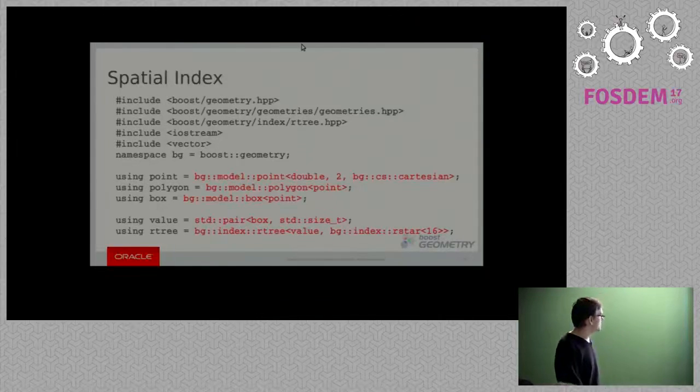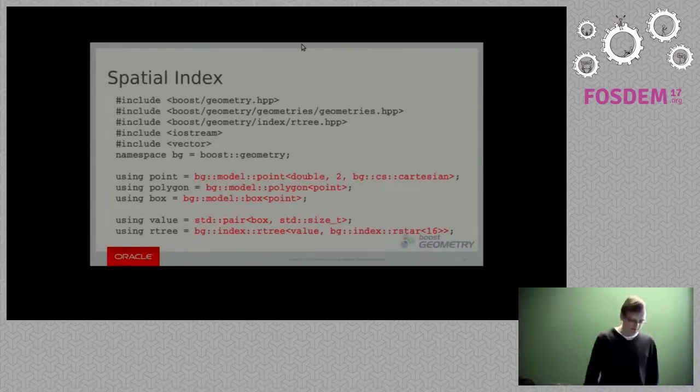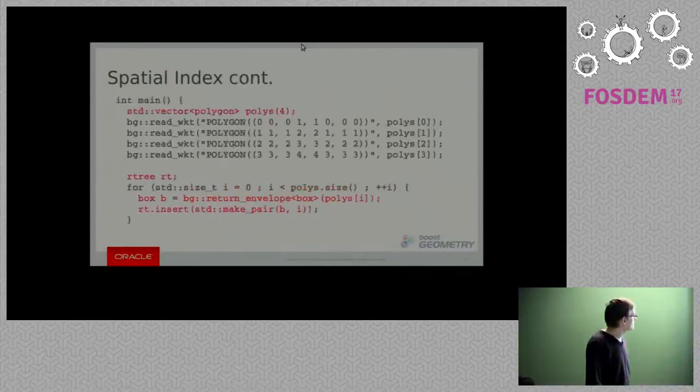So here I will need point, polygon, and box types, and then I would like to define an R-tree type. As you can see, in the R-tree I'm storing a pair of a box and an ID of a polygon in my container. It's here, and I'm storing this value here in the R-tree, and the variant of the R-tree which will be built is the R-star tree. So here the container of polygons is created.